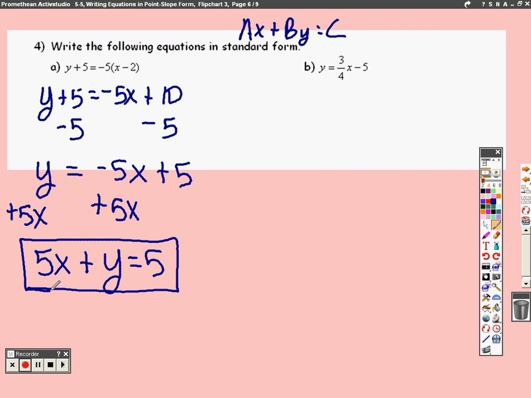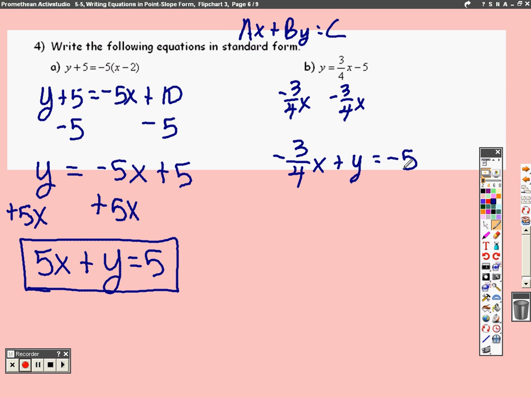If we look at b, that's familiar. That's written in slope-intercept form, and we need to write it in standard form. So the first thing I'm going to look at is putting my ax and by variables on the same side of the equation. There's more than one way to do this, but I'm going to subtract 3/4 x from both sides. I end up with negative 3/4 x plus y equals negative 5.